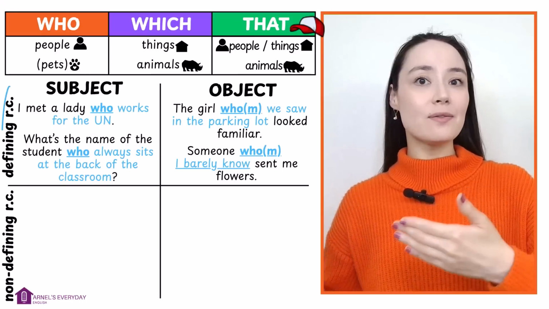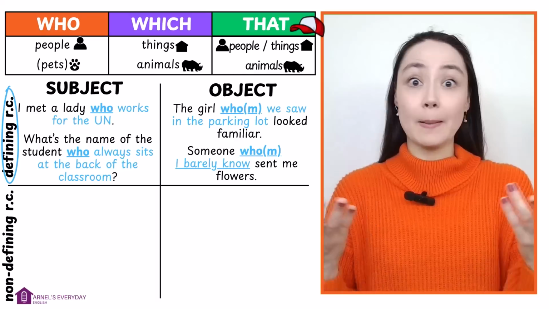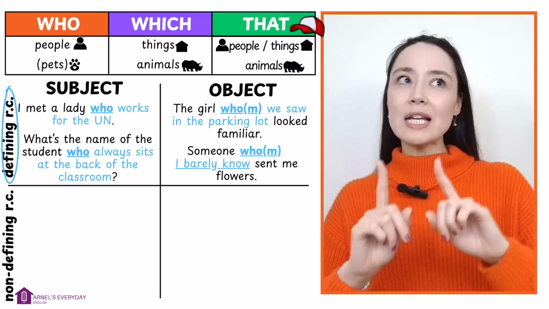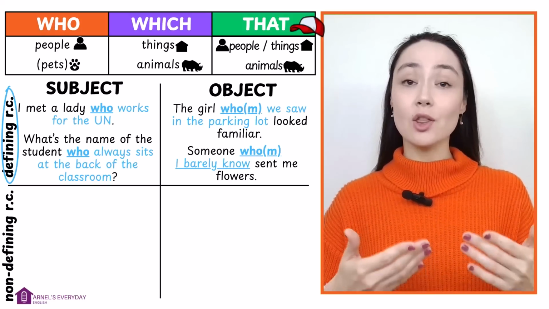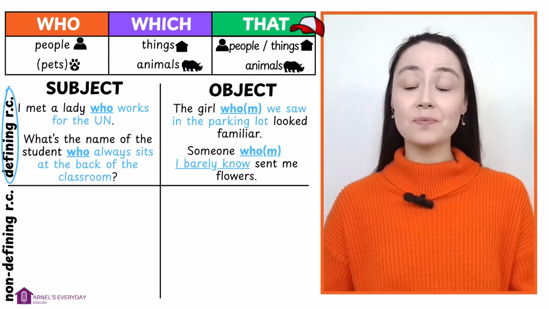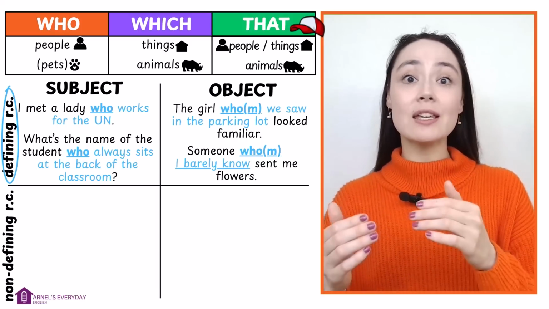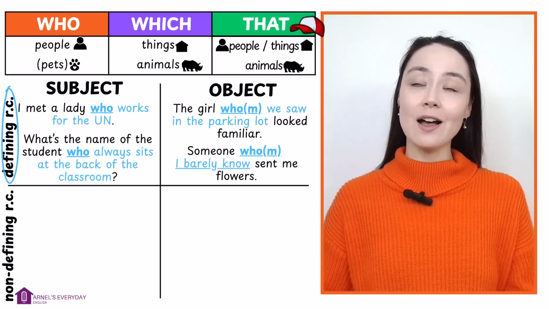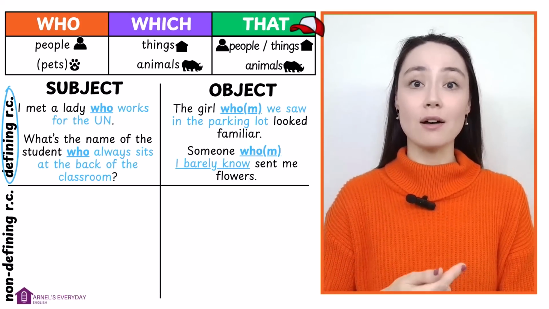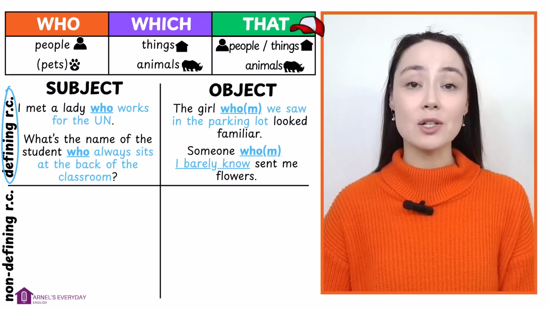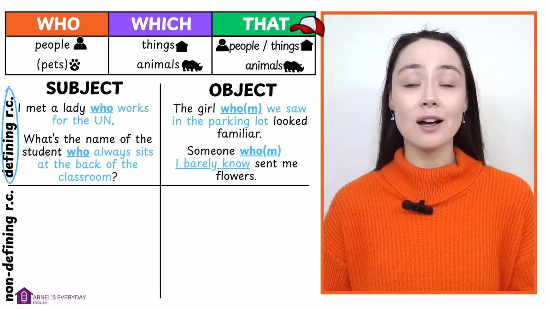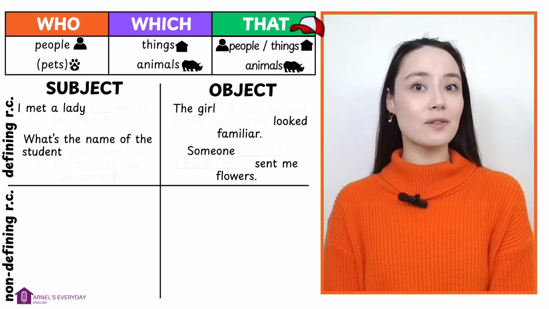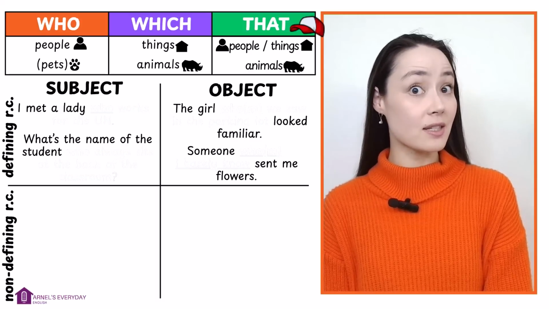What does defining relative clause mean? Defining. Well, think about defining like the word definition. You know, a definition gives you essential information about a word. So, a defining relative clause gives you essential information about a noun. Let me show you. Let's remove our defining relative clauses.